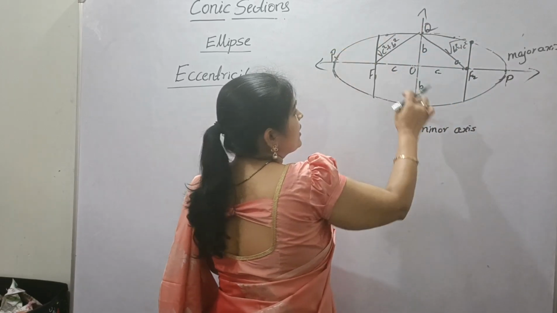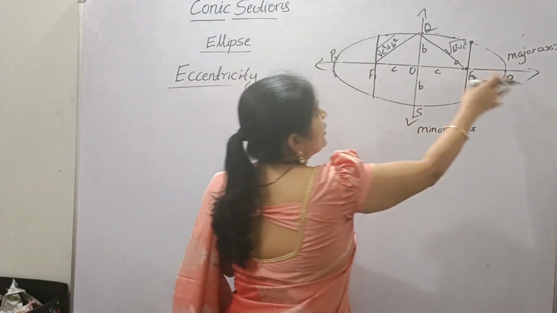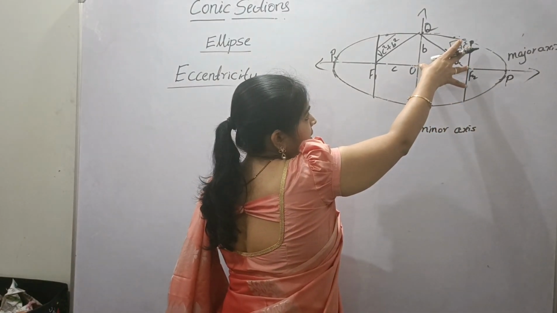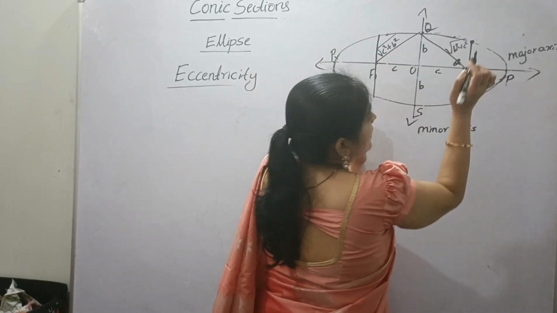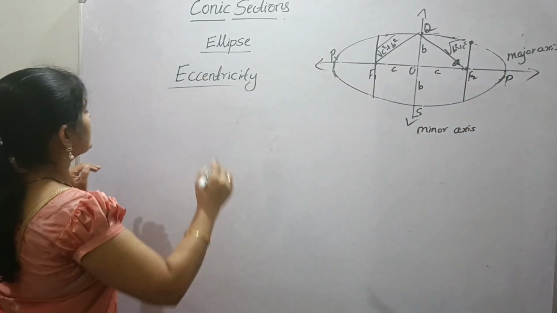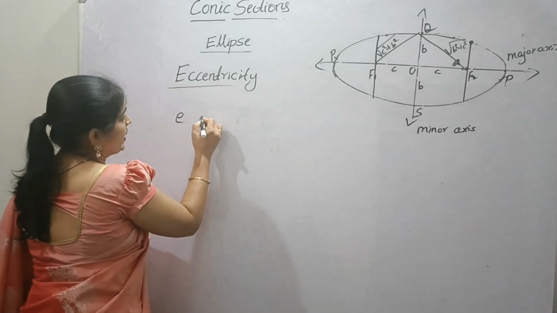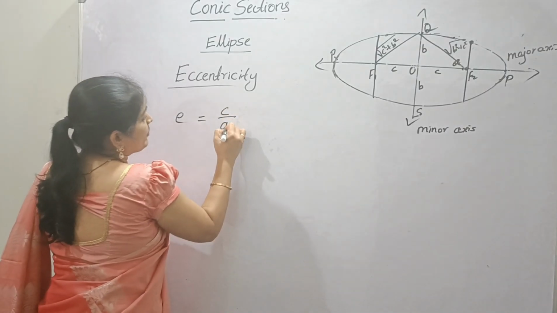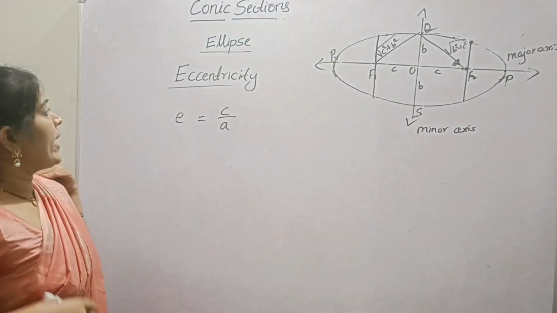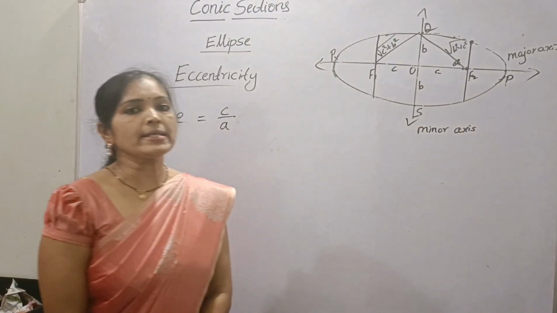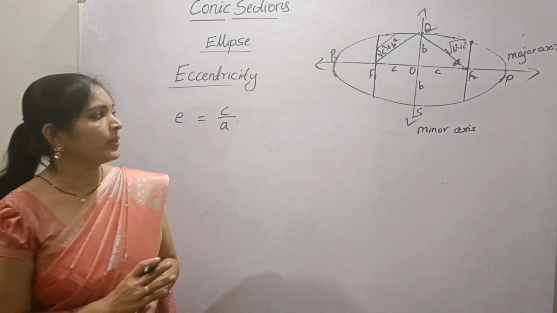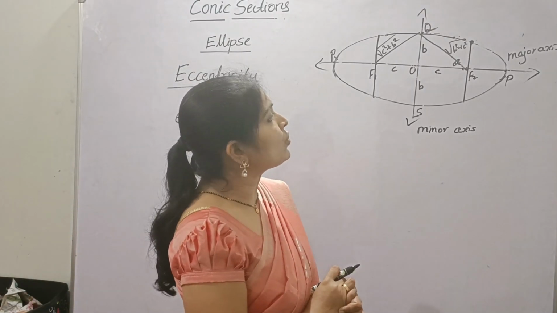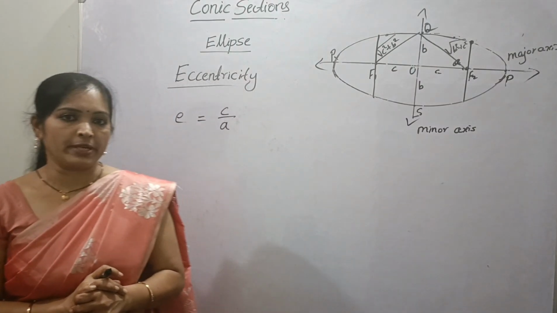These all are vertices, so one of the vertices. That means this distance is C and this distance is A, right? Therefore, eccentricity, which is denoted by E, is equal to C divided by A. So eccentricity E is the ratio of C to A, that is C divided by A.